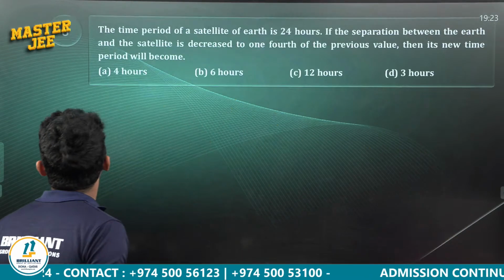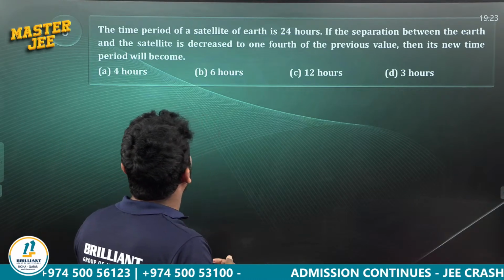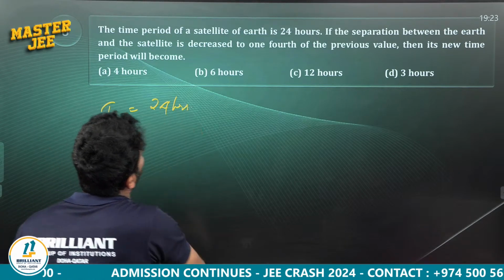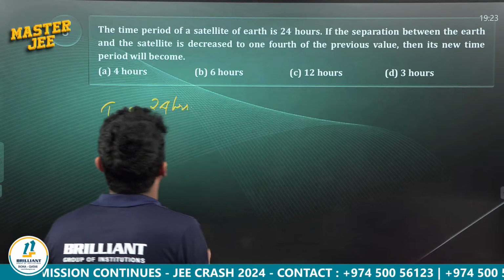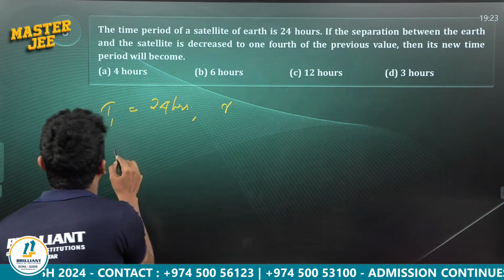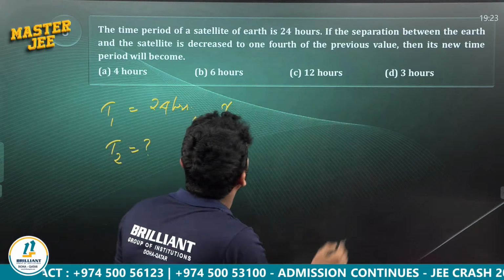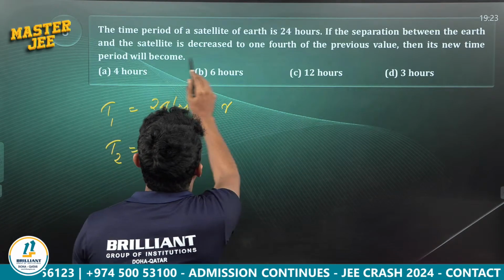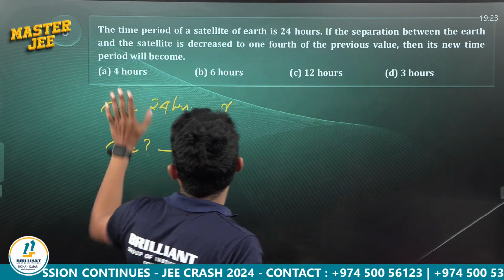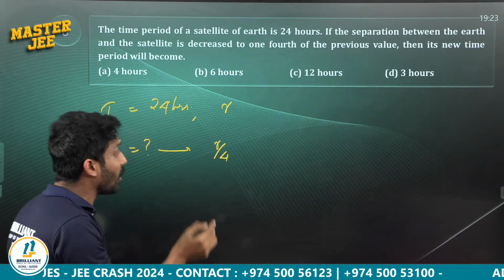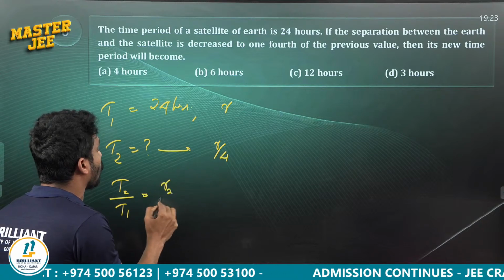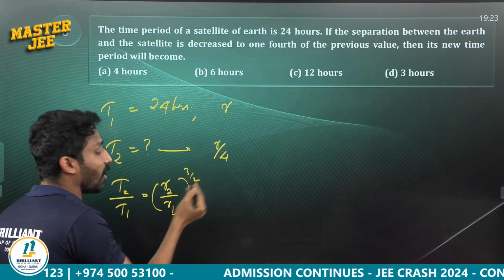Okay? Yes. The 8th one: the time period of a satellite of Earth is 24 hours. Now, if the separation between the Earth and satellite is decreased to 1/4, at a separation r this one is T1, and we are asked the second time period, for separation r by 4. What is the new time period? Again we use Kepler's third law. We already did one question. From Kepler's third law, T2 by T1 is equal to r2 divided by r1, all raised to 3 by 2.